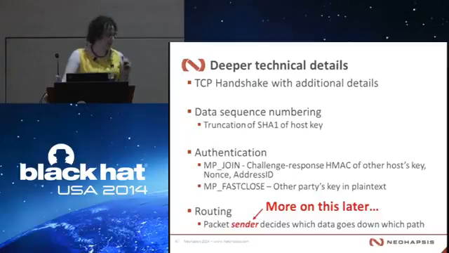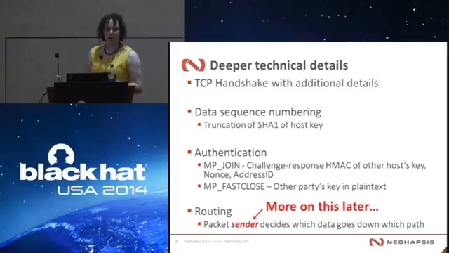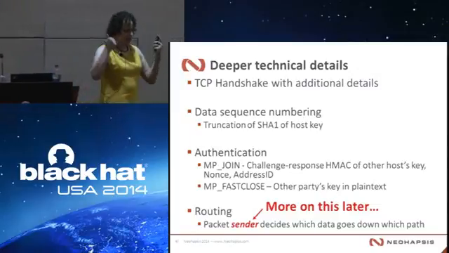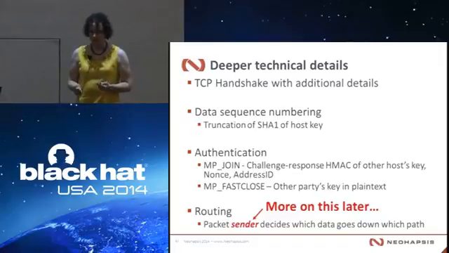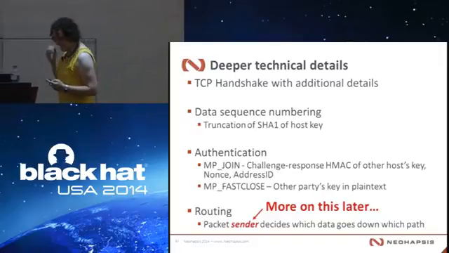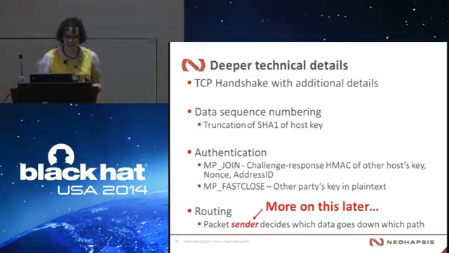So those keys that are sent through in that first handshake, they're used to authenticate at later points. Challenge response, so you can't replay it. An HMAC, so you have to have knowledge of that secret. Except it does send plain text keys in the initial setup, and also in a quick teardown, the fast close. We might talk about that later, but we'll leave that for now. So I said earlier, the packet sender decides where the data goes. I'm going to keep coming back to that, because that leads to some fun things.